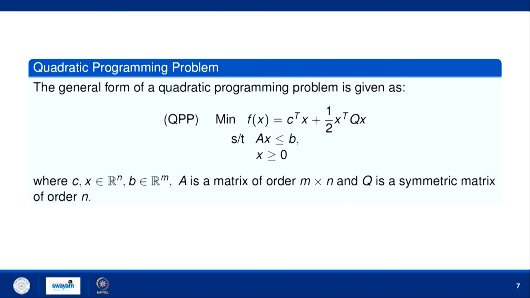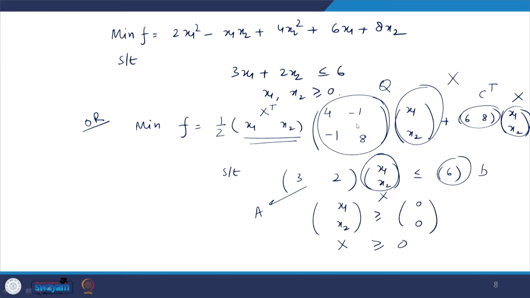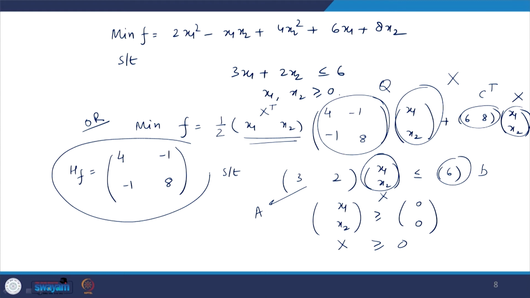Here, what is this Q? If you carefully see, what is the Hessian of this f? If you compute the Hessian matrix of this f, you have to differentiate with respect to x1 twice. So, that will give 4, minus 1, 8. So, this Q is nothing but the Hessian matrix of f for this type of QPP.